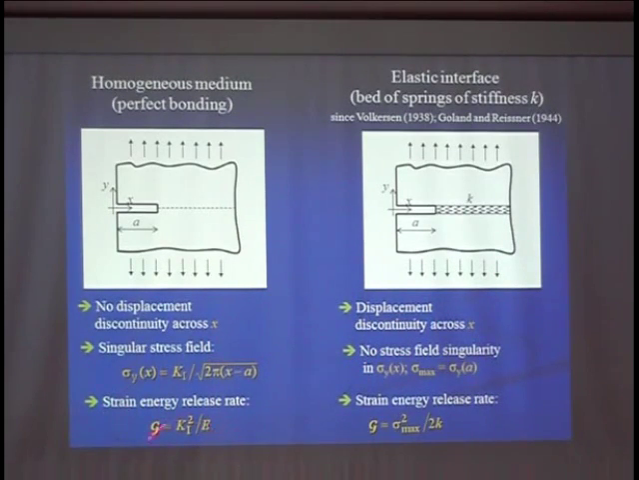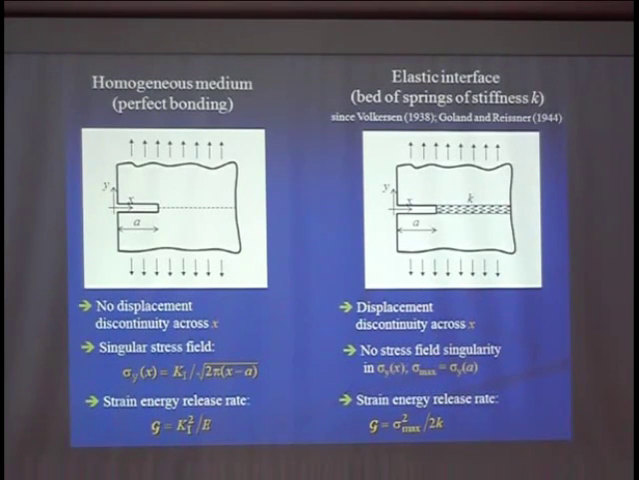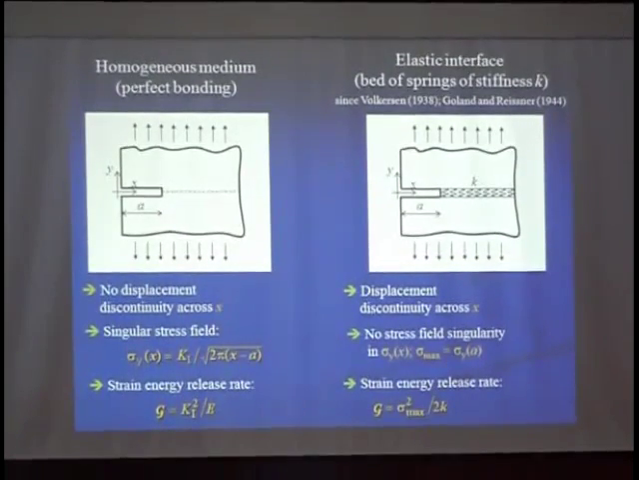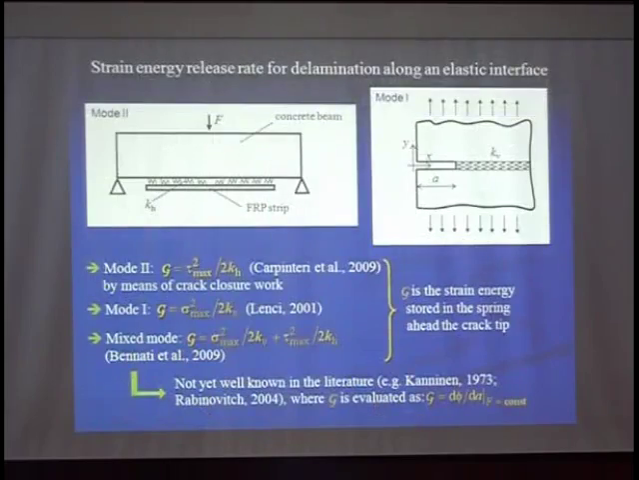For the strain energy release rate, the homogeneous medium case is given by Irwin's relationship, whereas for the elastic interface case, it is given by the square of the maximum stress divided by twice the spring stiffness. I derived this formula in a recent paper for a mode 2 delamination in this geometry by evaluating the crack closure work. Later I realized that the formula is already known in the literature, at least since the work by Lenci, who derived it in mode 1, but maybe it dates back even earlier.